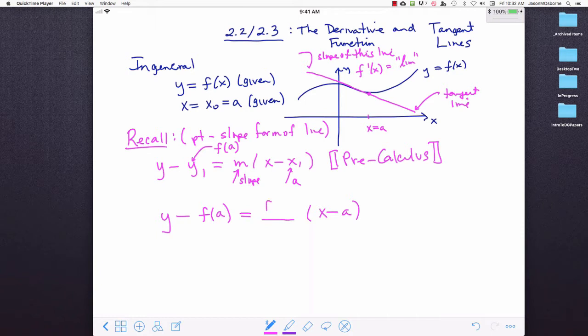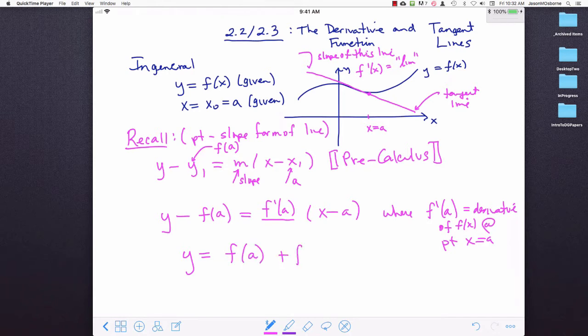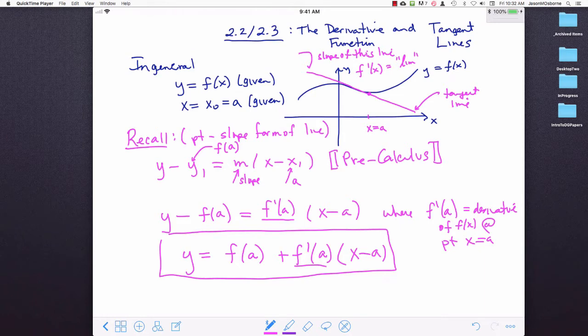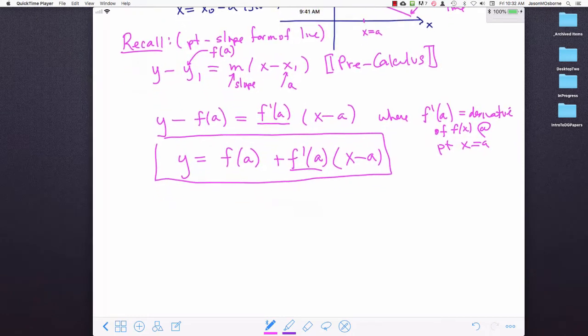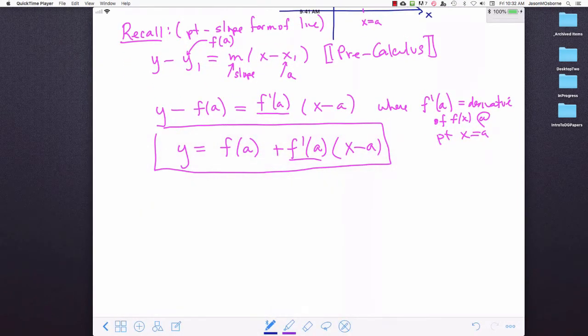And we also know in calculus that this slope is f prime of a, where f prime of a is the derivative of the function f of x at the point of interest x equals a. So here is the equation of the tangent line that we're going to use in calculus: y equals the function evaluated at a plus the derivative times the quantity x minus a. So let's go through an example.